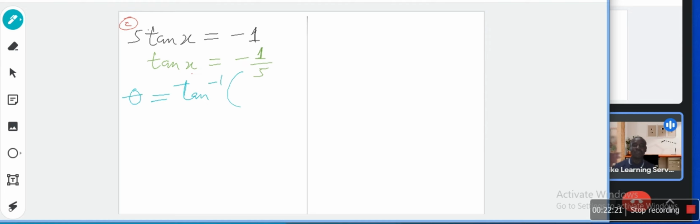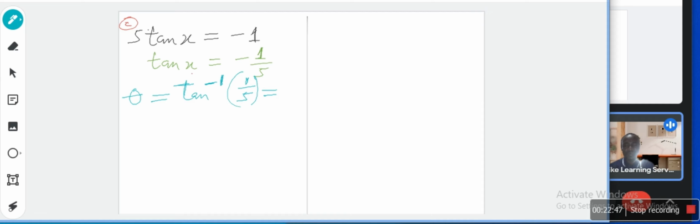Please, I want to tell you this. When you are doing it, please pay attention. First of all, ignore the minus. Just get tan inverse of 1 over 5. This is the only place where you ignore the minus, for a while. We use it later. Just do tan inverse of 1 over 5. What do you have?